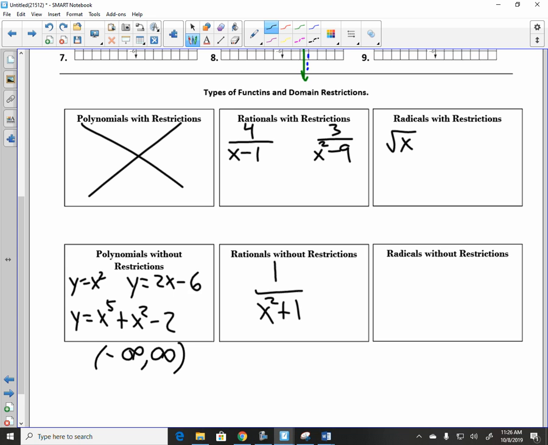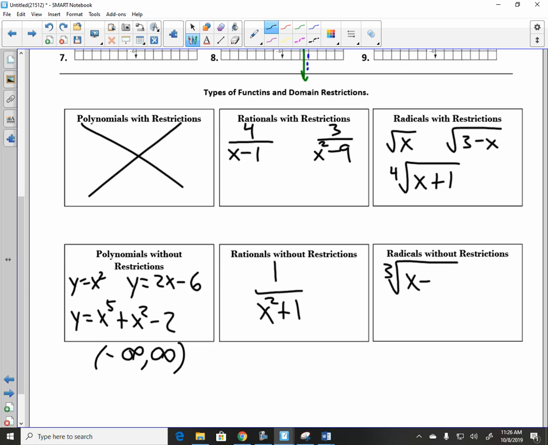Radicals, square root of x. Going to have some restrictions there. Square root of 3 minus x. Fourth root of x plus 1. And soon people say, well, if you have a radical, then you can't have any negative values underneath. Well, that's not true at all.